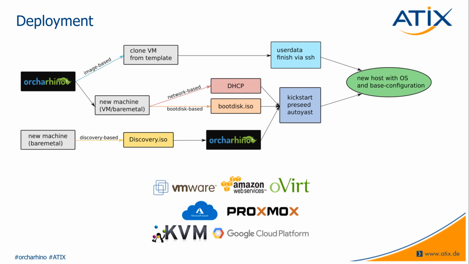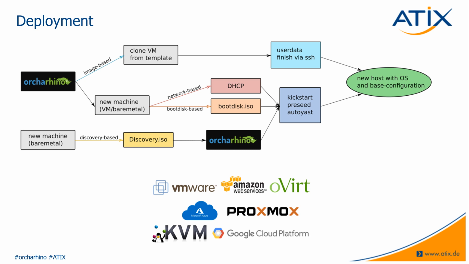The server comes online, gets the provisioning template: kickstart in case of Red Hat-based systems, preseed in case of Ubuntu and Debian-based systems, and AutoYaST in case of SUSE. So the provisioning template basically is just the list of commands which are executed to install your base operating system. And again, we end up with a new host with base OS and base configuration.